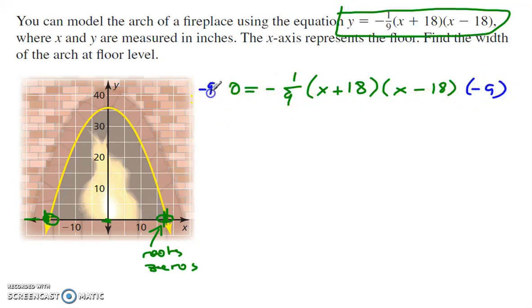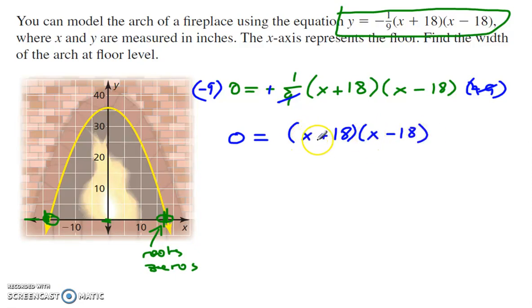Multiply this side by negative 9. That cancels out the 1/9. Negative times a negative cancels out, 9 times 1/9 cancels out. So now I have 0 is equal to x plus 18 times x minus 18. We looked at this case earlier, where we just need the opposites. So this one is going to be negative 18. X equals negative 18 there, and here x equals positive 18.